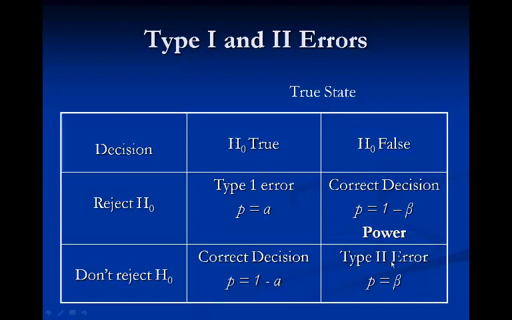Similarly, our type 2 error rate is when actually there is something going on and H0 is false, but we don't have enough statistical evidence to reject H0. We make a type 2 error with probability beta, and then the complement of that is when we correctly detect something's going on and reject H0, so it's another correct decision, and here the probability is 1 minus beta, and in statistics that is known as statistical power.